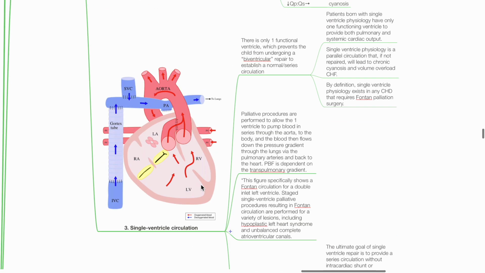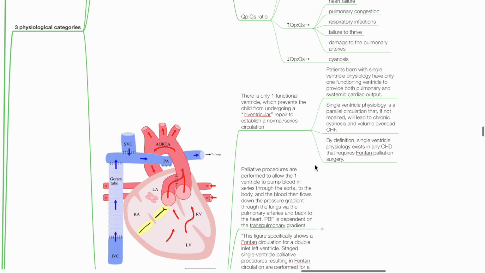The third physiological type is single ventricle circulation. There is only one functional ventricle, which prevents the child from undergoing a biventricular repair to establish normal series circulation. Patients born with single ventricle physiology have only one functioning ventricle to provide both pulmonary and systemic cardiac output. Single ventricle physiology is a parallel circulation that, if not repaired, will lead to chronic cyanosis and volume overload CHF. By definition, single ventricle physiology exists in any CHD that requires Fontan palliation surgery.